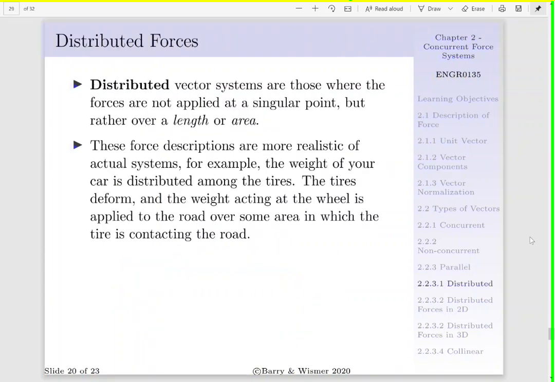Within a parallel force system, we can have distributed forces. And a distributed vector system is one where the forces are not applied at a singular point, but rather can be applied over a length or area. Now, these force systems provide a much more accurate description of what's physically happening within a system. If you consider your car, your tire is not acting as a point force on the road. Rather, as that tire deforms, you're going to spread part of the weight of your car over an area.